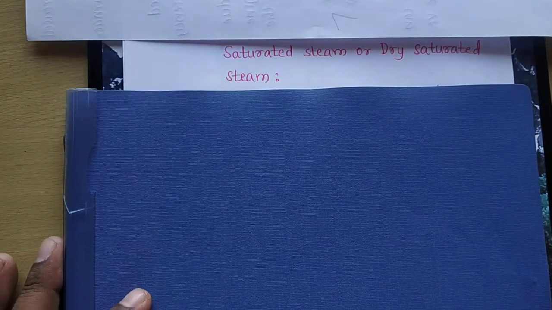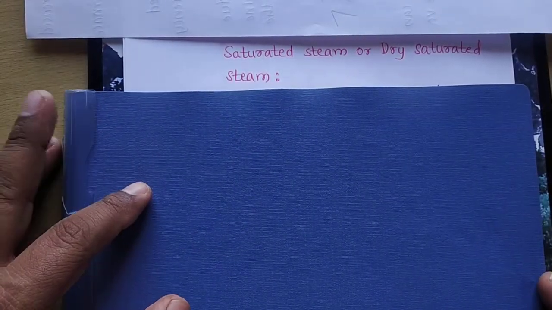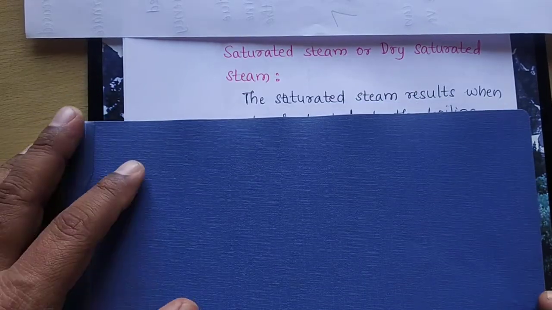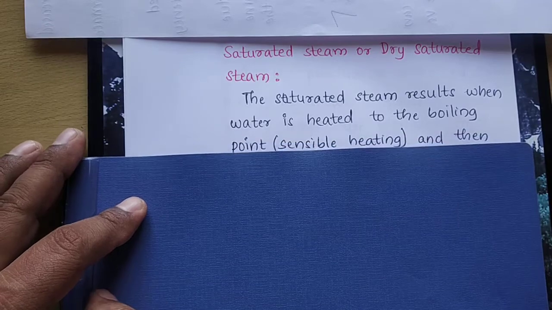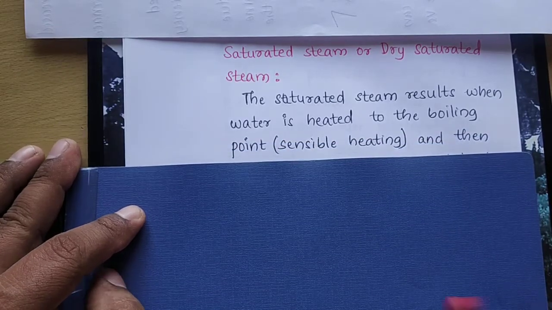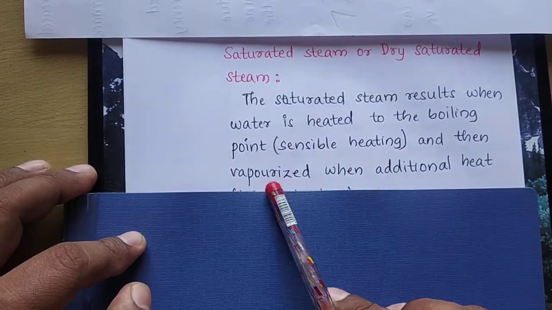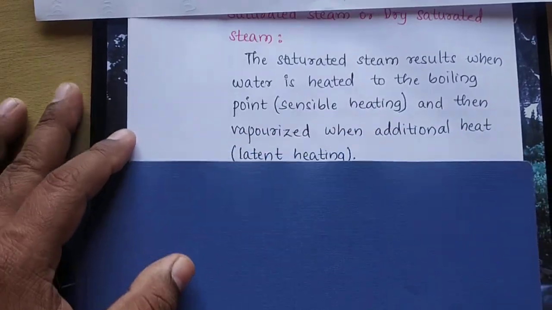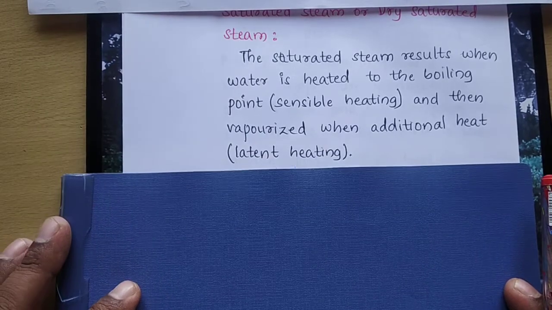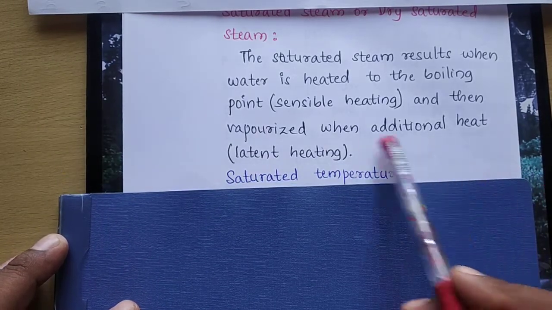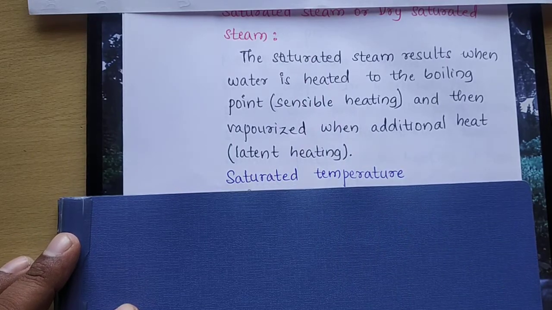Then we will see what is saturated steam and dry saturated steam. Saturated steam results when the water is heated to boiling point, that is, within the sensible region, where sensible heat is added to it, and then vaporized when additional heat is added. That is known as saturated steam.